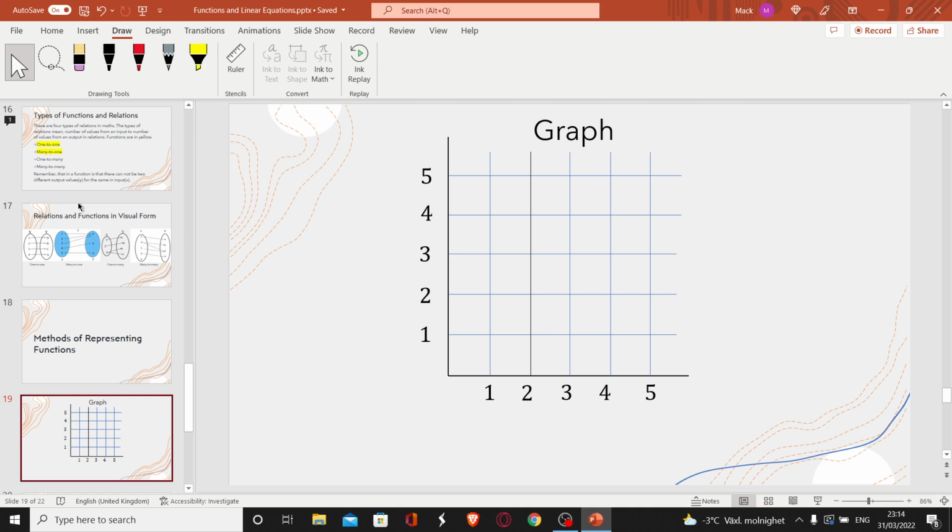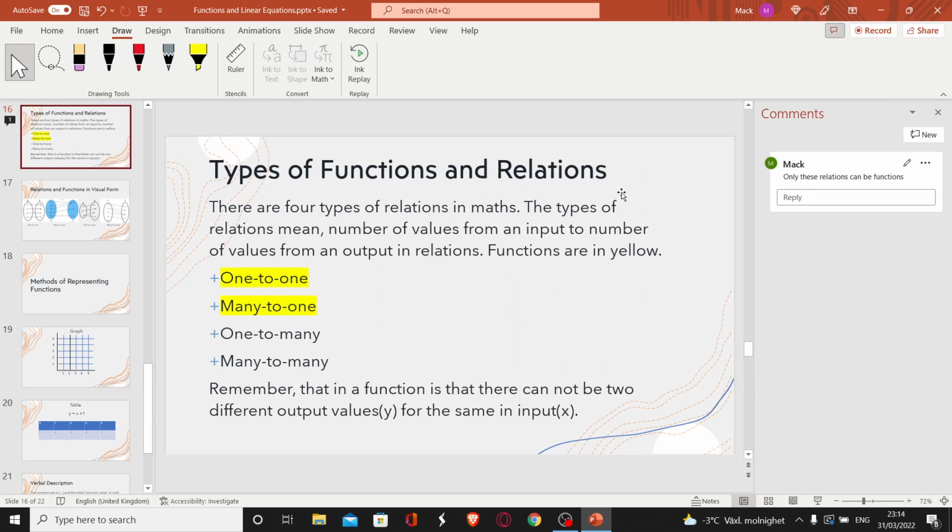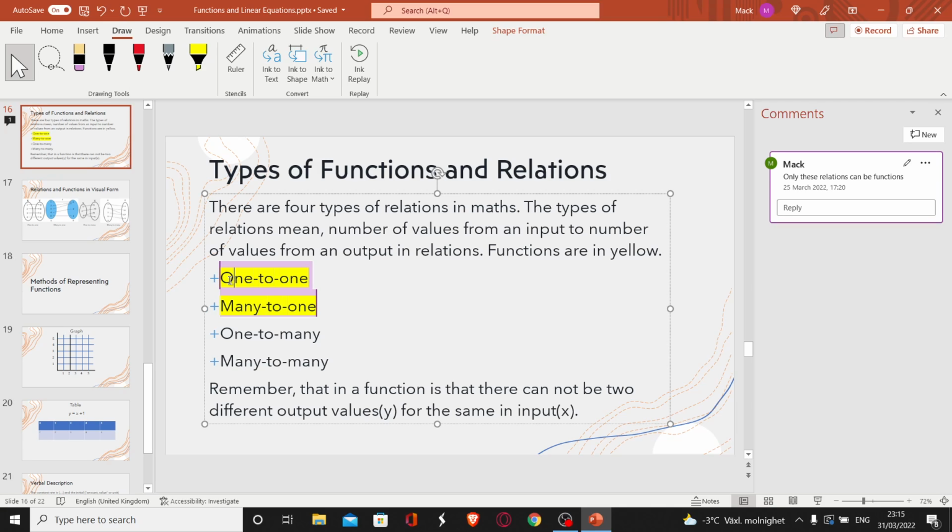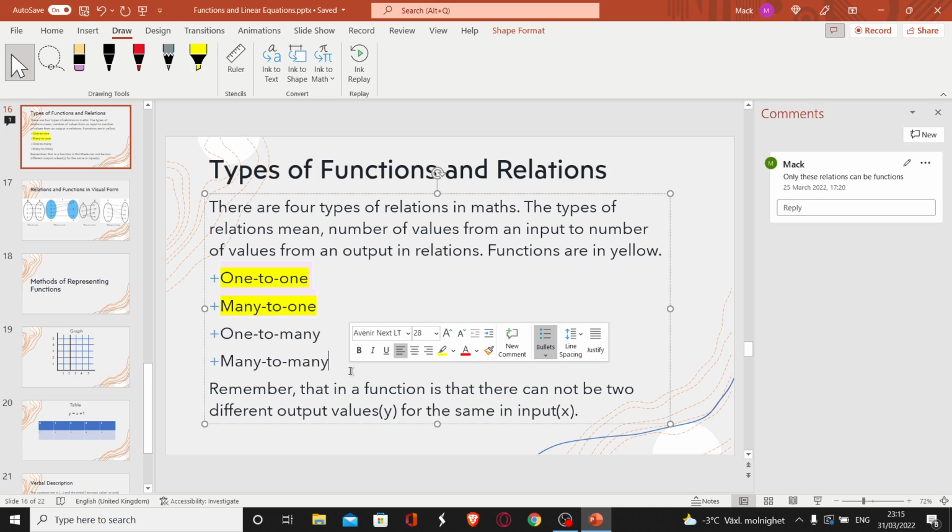So okay, first I'm going to show you the relations in math. Relations are basically the connections between an x value and a y value, also known as input and output. So here are the four types of relations. It's 1 to 1, which means one input to one output. Many to 1, which means many inputs to one output. 1 to many, which is one input to many outputs, and many to many, which are many inputs to many outputs.